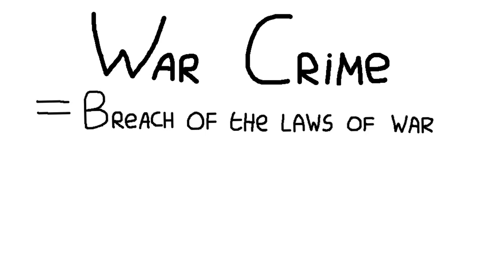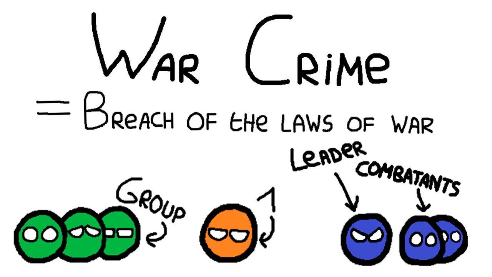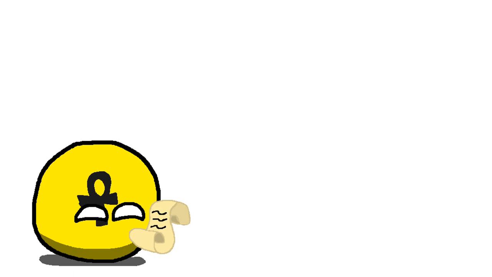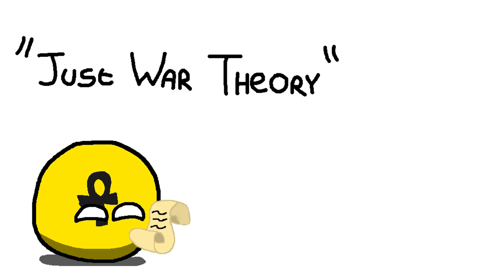A war crime happens when an individual breaks the laws of war. Compared to these other three, the definition is a lot more ambiguous. Like, who even makes the laws of war? Military scholars have always tried to write down those laws, even since the times of ancient Egypt. And they created something known as just war theory, just meaning righteous.